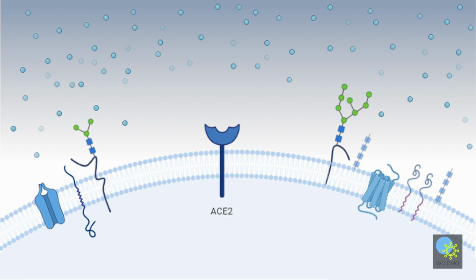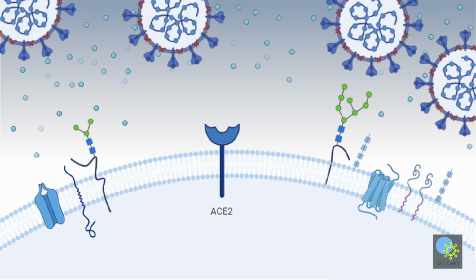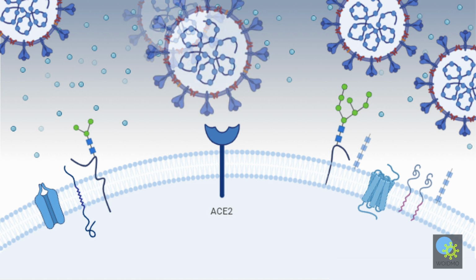This is an important enzyme that sits on the surface of the cells in many organs, including the lungs. Its main function is to activate a process that lowers blood pressure. So if the COVID virus attaches in great numbers to ACE2, this process will become disturbed and people will get high blood pressure.